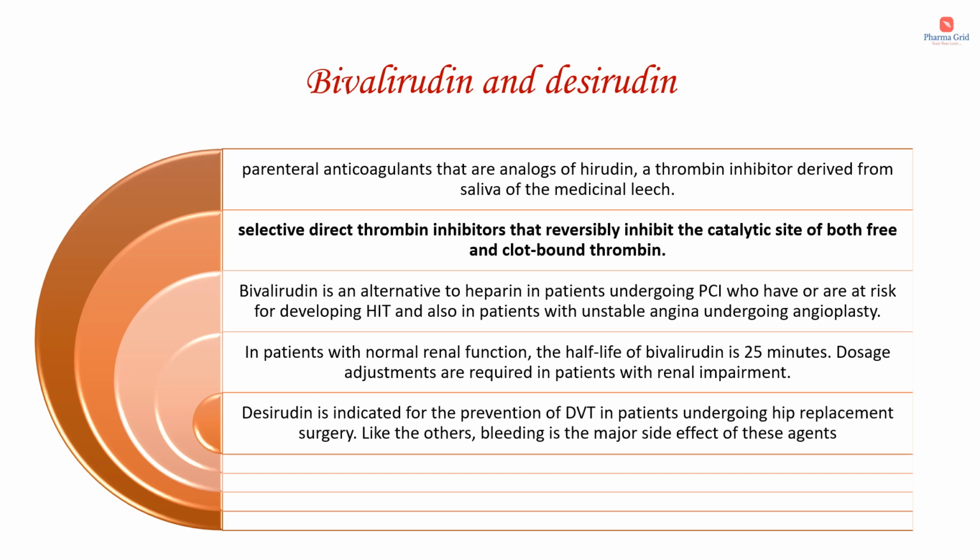Bivalirudin is an alternative to heparin in patients undergoing PCI who have or are at risk for developing heparin-induced thrombocytopenia, and also in patients with unstable angina undergoing angioplasty. In patients with normal renal function, the half-life of bivalirudin is 25 minutes. Dosage adjustments are required in patients with renal impairment. Desirudin is indicated for the prevention of deep vein thrombosis in patients undergoing hip replacement surgery. Like the others, bleeding is a major side effect of these agents.